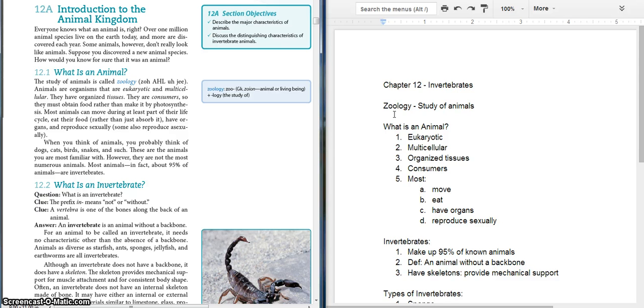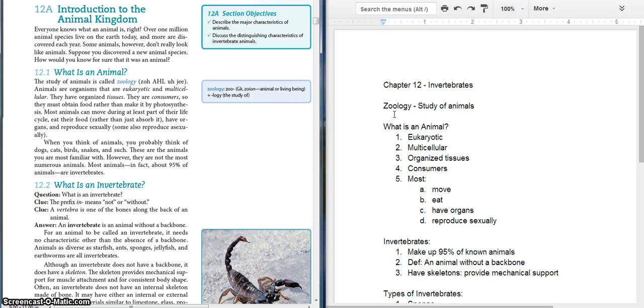They are multicellular, which means there is more than one cell. They have organized tissues. You remember a lot of cells working together to perform a single task. That is a tissue. So they have organized tissues. They are consumers, which means they do not perform photosynthesis.